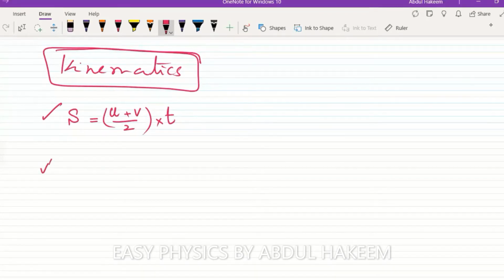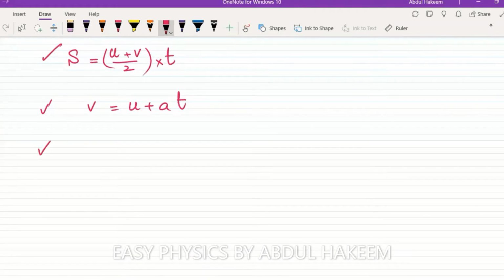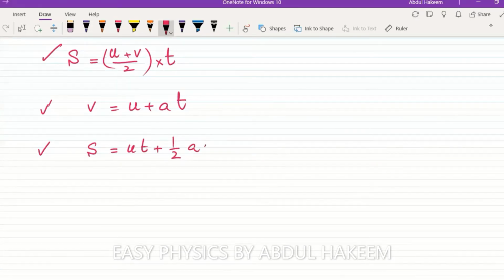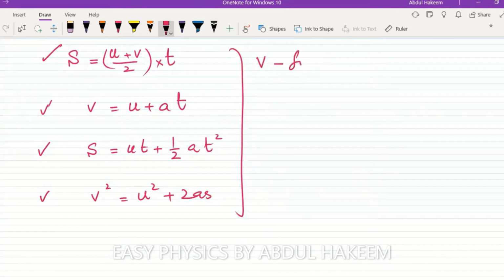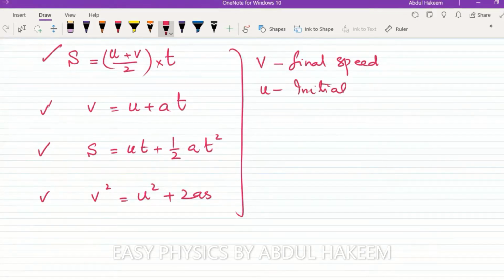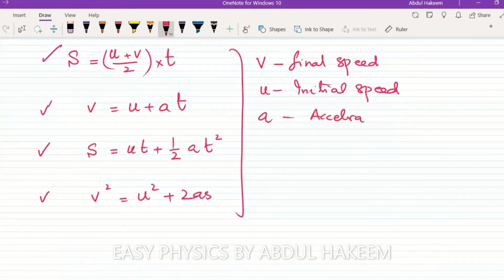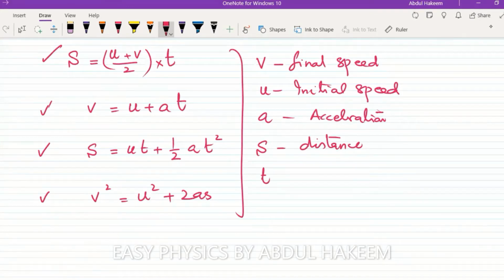And then the next one, v = u + at. And the next is distance s or d = ut + 1/2 at², and the next is v² = u² + 2as, where v is the final speed, u is the initial speed, a is the acceleration, s is the distance, and definitely the small t is representing the time taken by the object to cover some distance.